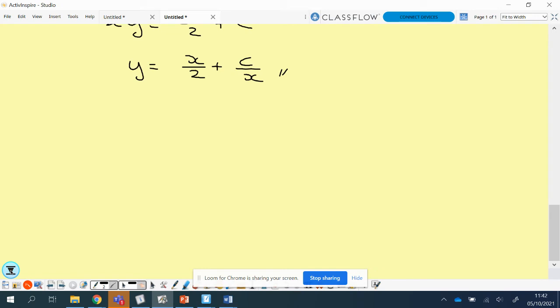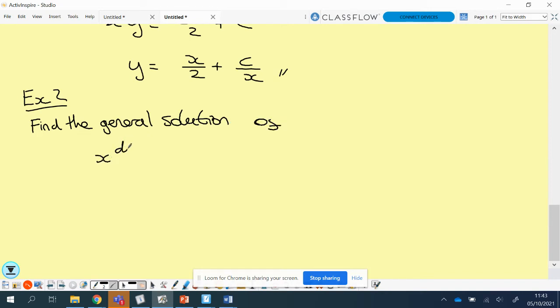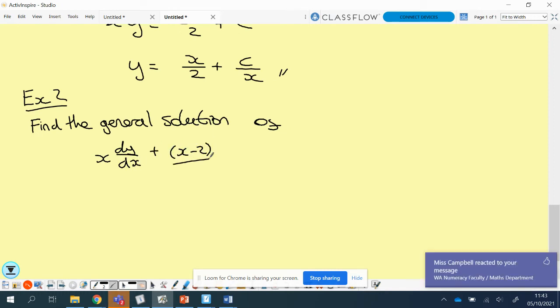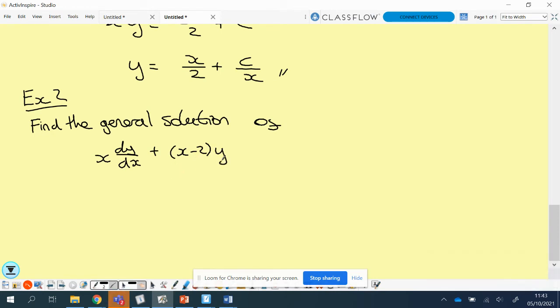So let's go for example 2. Find the general solution of x multiplied by dy by dx plus x minus 2, multiplied by y, equals x cubed.